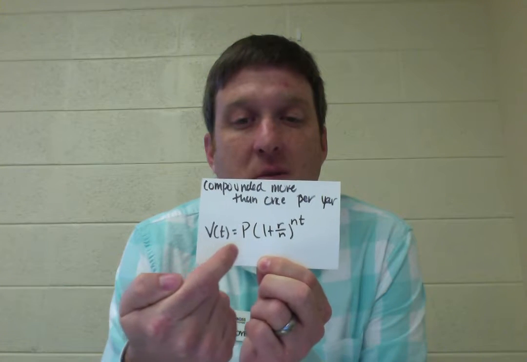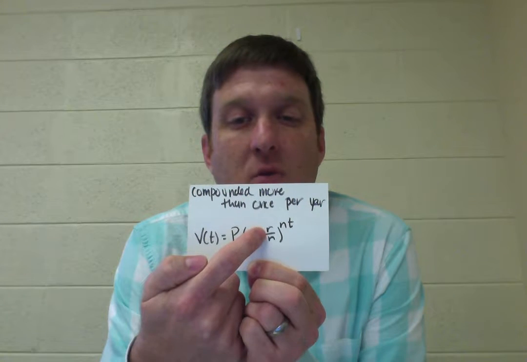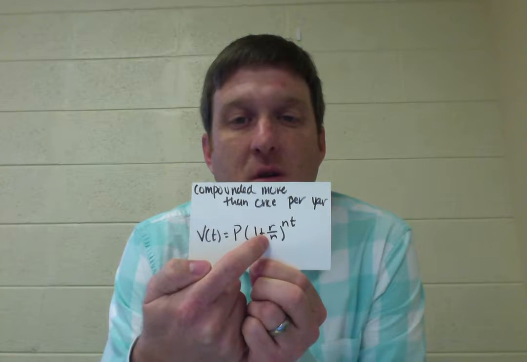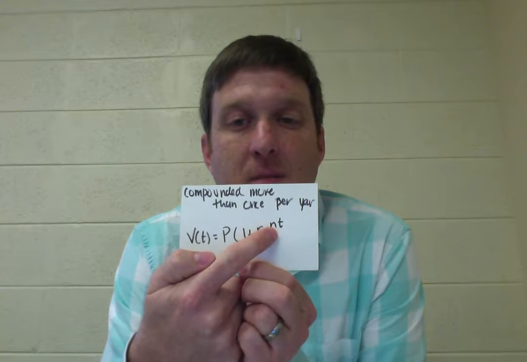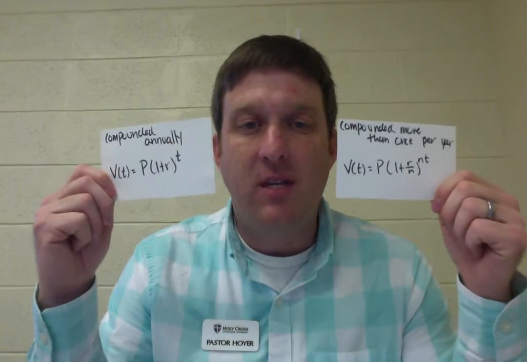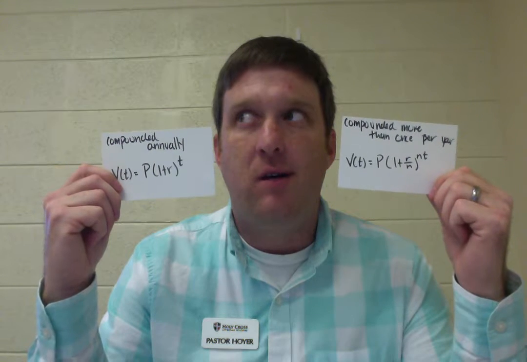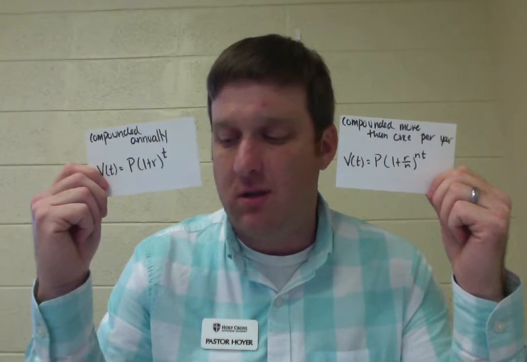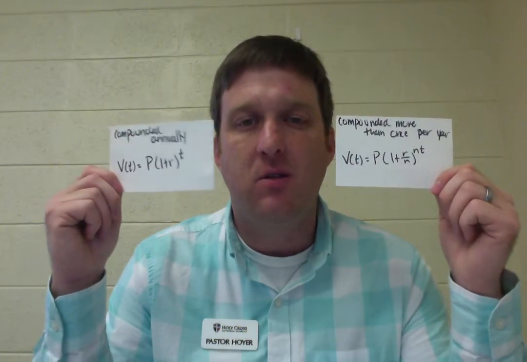The value of the investment equals the principal times 1 plus the annual rate divided by the number of times per year, all raised to the value of nt: the number of times per year times the number of years. So that is compounded annually and compounded more than once per year. And these are pretty simple. These are all rational, terminating numbers.